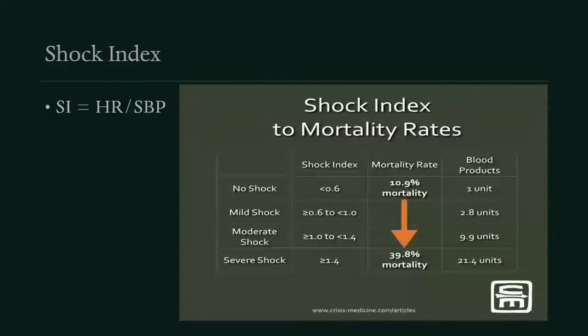Exactly, yeah. What number did you get? 1.75. So 1.75, that's crazy. That's literally severe shock. And then the chances of you needing blood products, that's wild. 9.9 units and 21.4 units. That's beyond massive transfusion protocol. At this point, okay, something is really, really wrong.